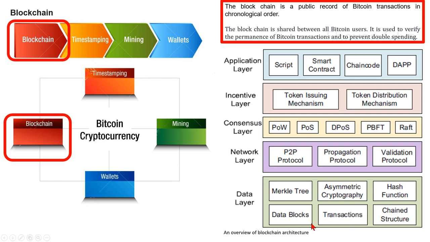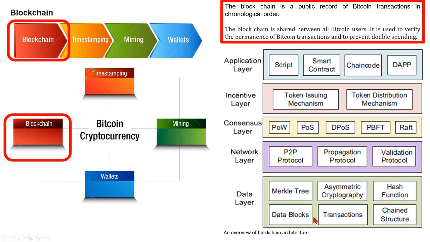Data blocks. As an example of Bitcoin block structure, a block is composed of a block header and block body. Specifically, block header includes fields of block version, Merkle tree root hash, timestamp, n bits, nonce, and previous block hash.